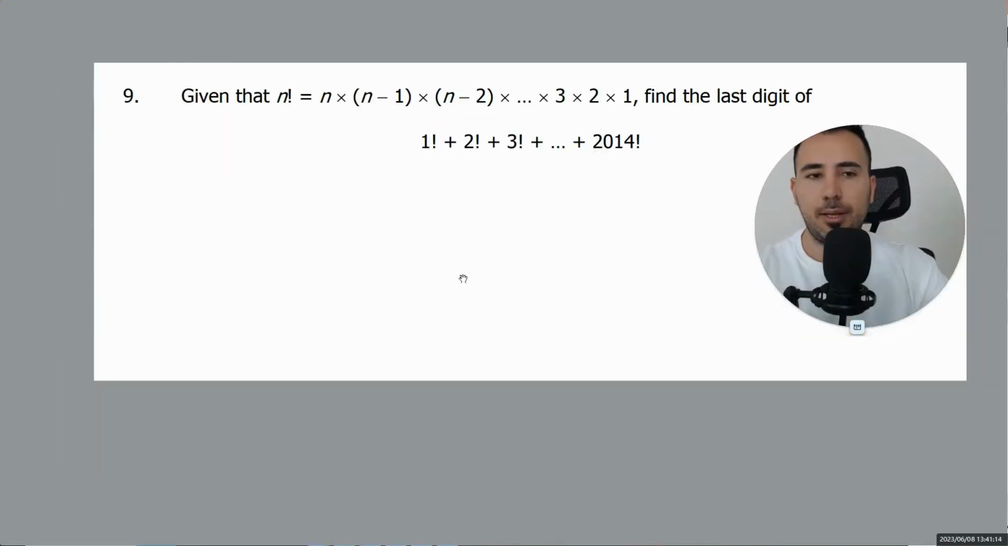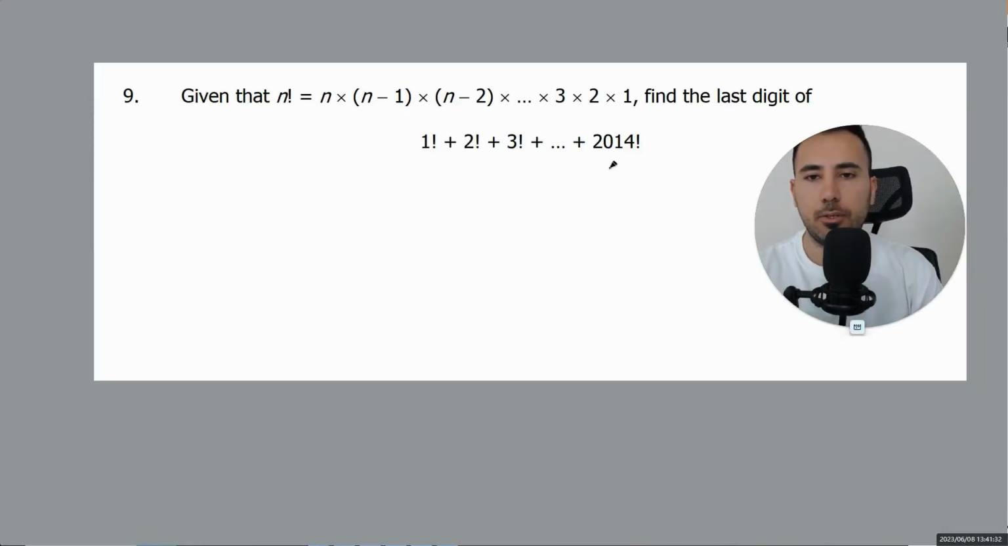Okay, question 9. This is the definition of factorial, right? Nth factorial. If you don't know, this is the meaning of nth factorial. So find the last digit of this.